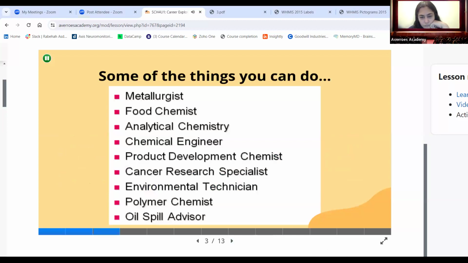So with an education in chemistry, here is a list of some of the areas you can work in. Chemistry is a very large, very broad subject. And while it may seem specific, there are hundreds and hundreds of different career paths you can go into. So metallurgy, food chemistry, analytical chemistry, engineering, chemical engineer, product development or product tester chemistry, cancer research, environmental technician, polymer chemist, or oil spill advisor are just a few of the hundreds of examples.